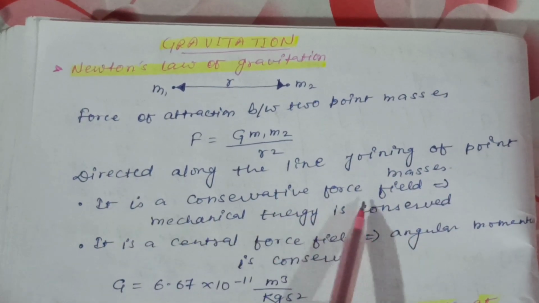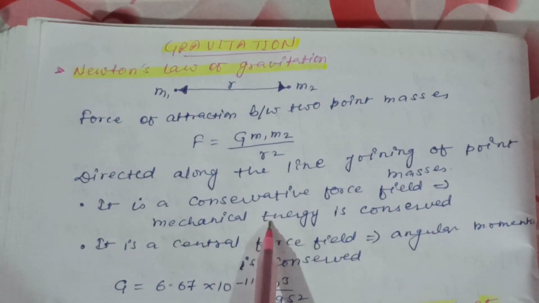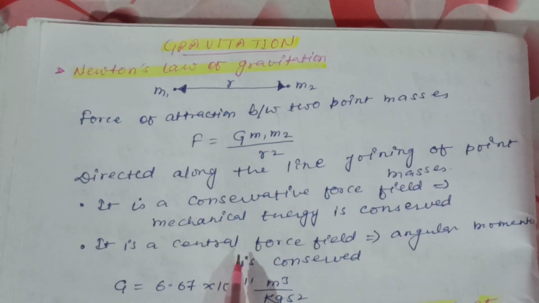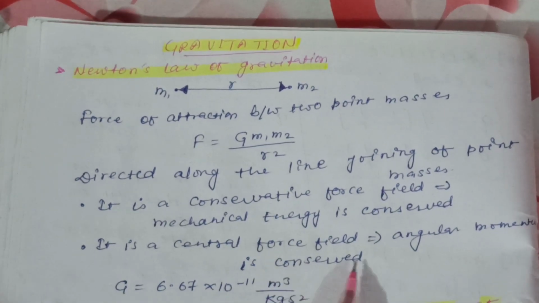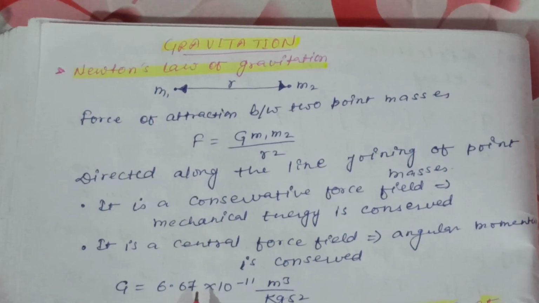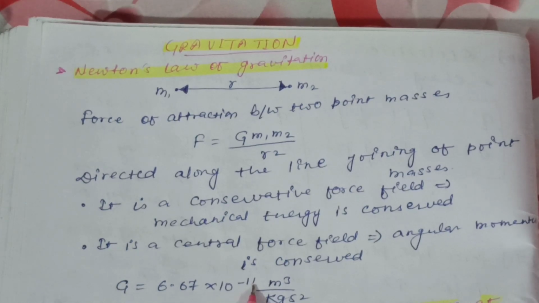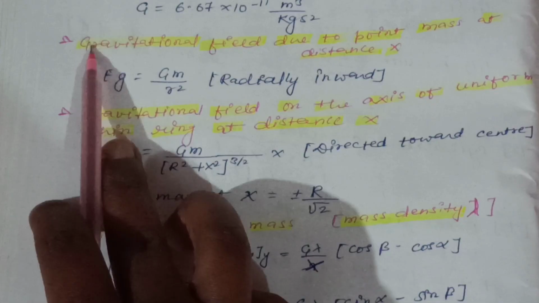It is a conservative force field, so mechanical energy is conserved. It is a central force field, so angular momentum is conserved. G = 6.67 × 10^-11 m³/(kg·s²).